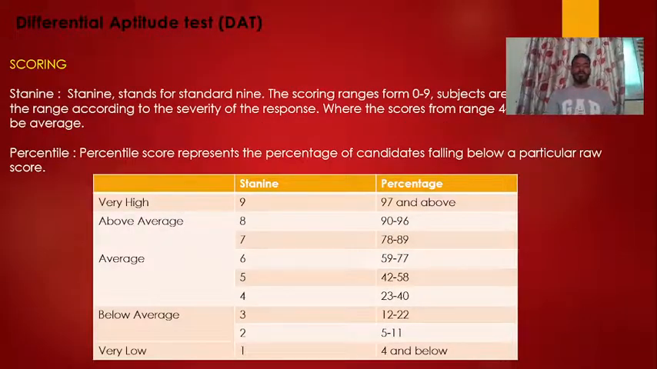Scoring: stanine and percentile are the two forms of scoring done in the differential aptitude test. Stanine is the short form for standard nine. The scoring ranges from 1 to 9, and a subject scoring from 4 to 6 is considered average. The percentile is basically how many participants fall at or between particular raw scores. For example, in stanine 9, above the 97th percentile of the population is ranging, meaning out of 100, 97 people fall below the score of 9.